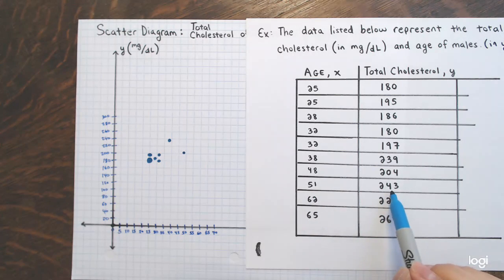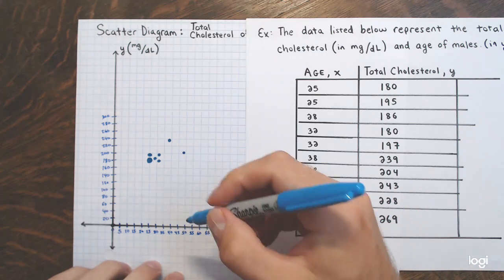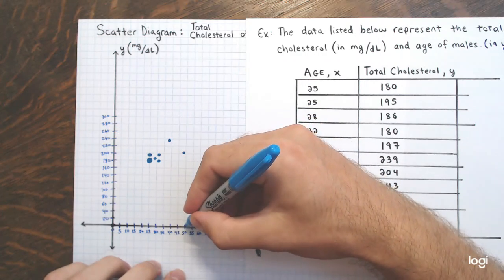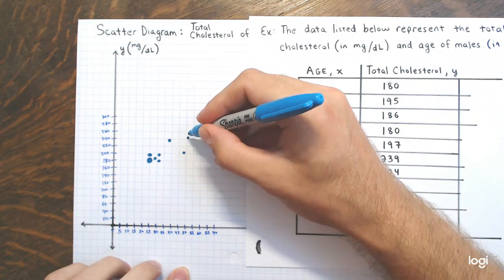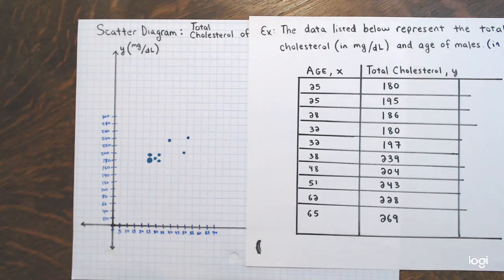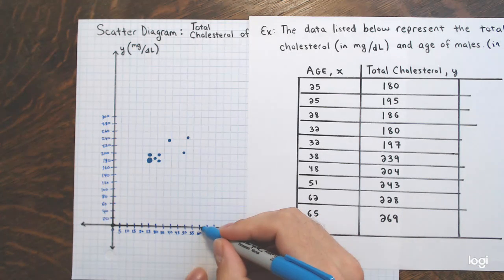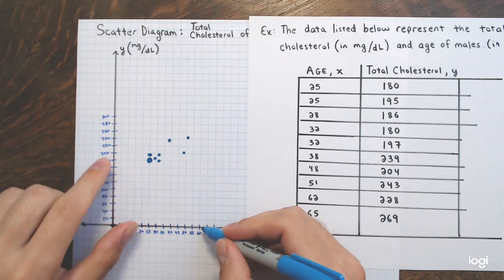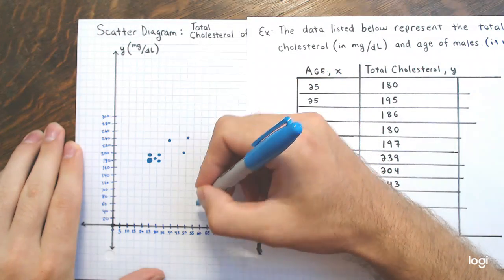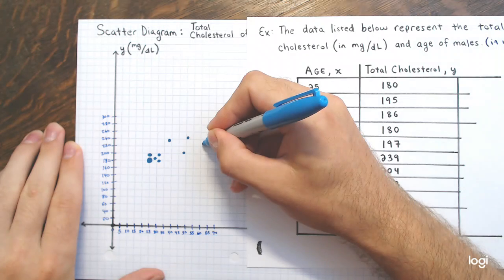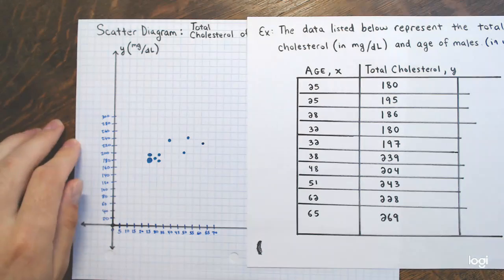51, 243. 51 years old, so a little above 50, and 243, cholesterol a little bit above 240. So 51, 243, so maybe about here. And 62, 228, right, so above 60, 62. And 228 would be about halfway between 220 and 240. So 62 and then 228, maybe around there. And just eyeballing these things.